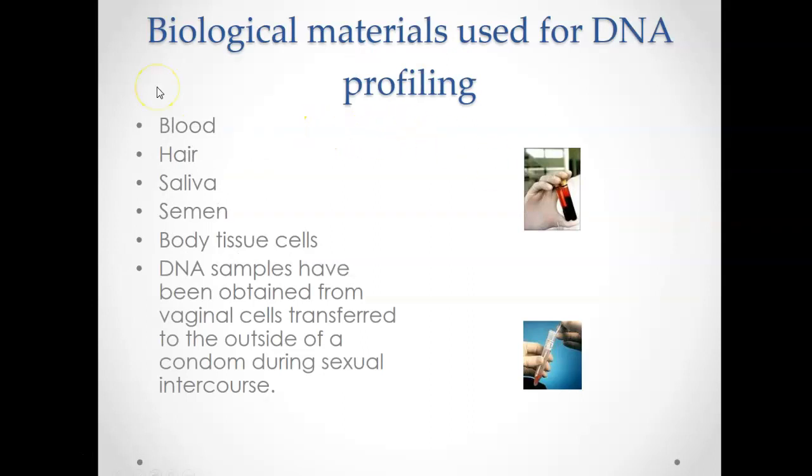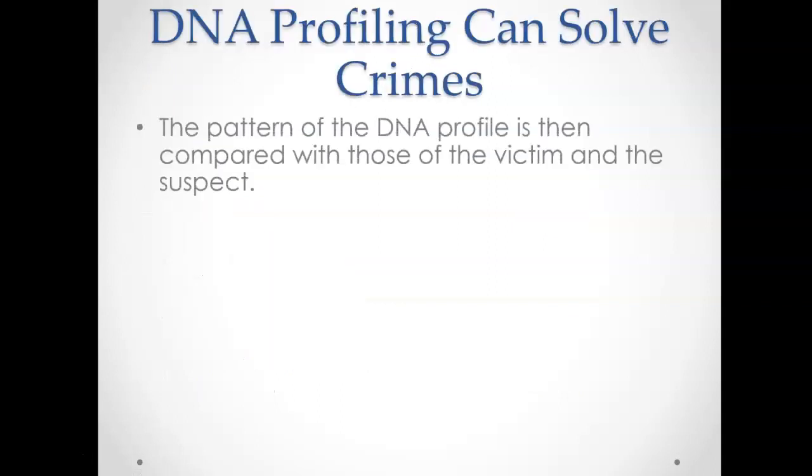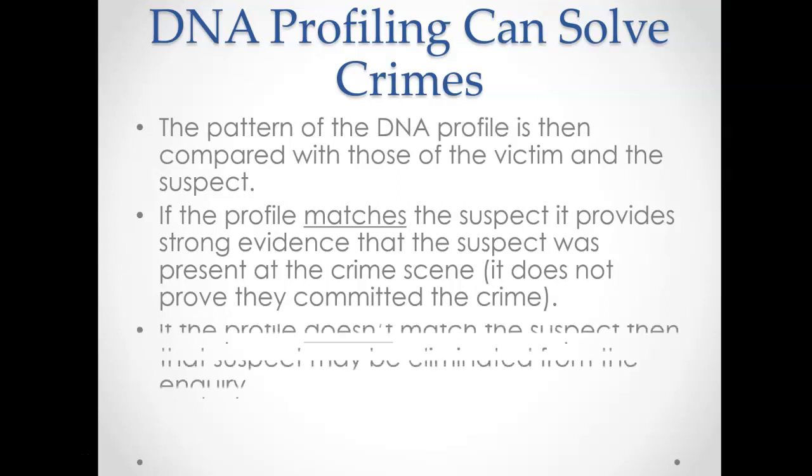Anything that contains your cells, we can get a sample from: blood, hair, saliva, semen, body tissue. We have gotten samples from all kinds of things. And again, we can use it to help us solve crimes. So we can match DNA that's found at the scene of a crime with the DNA of a suspect or a person of interest. It doesn't prove that they committed a crime. It just proves that they were at the scene of the crime. So we can place someone there because of their DNA.